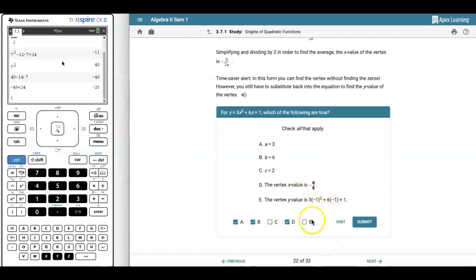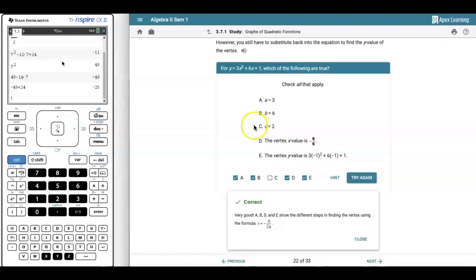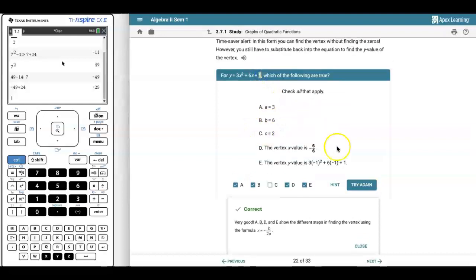So what we would do is plug that back into our equation for the x value, and be wary of parentheses. That would be correct. The only thing that was missing is that our c value is not 2, our c value is 1.